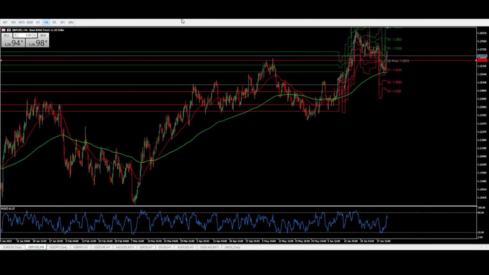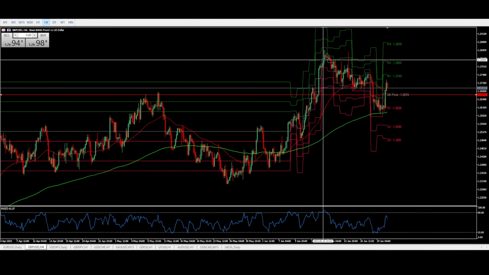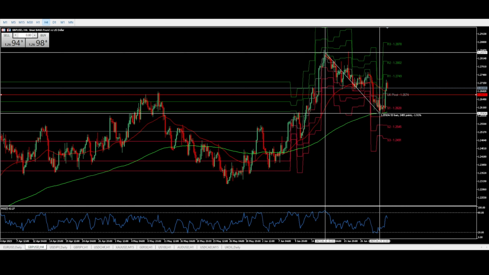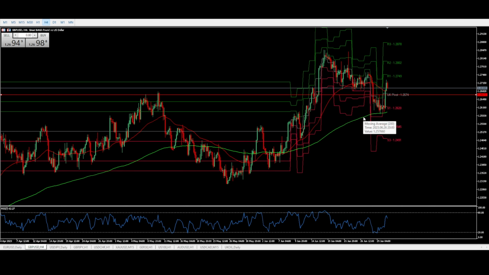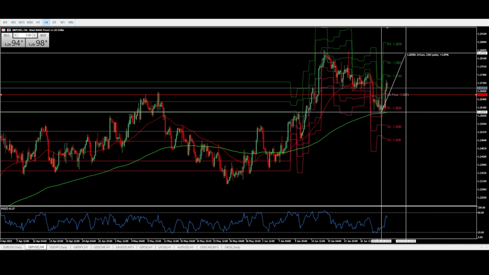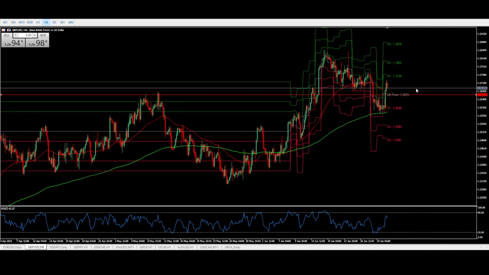If we move on to the 4-hour chart, we saw that price retraced into this zone, bounced off the 200 EMA, and started to move up now, indicating a potential continuation to the upside. This is one thing that I'll be looking for in the upcoming week to see how much we can gain in elevation out of cable.